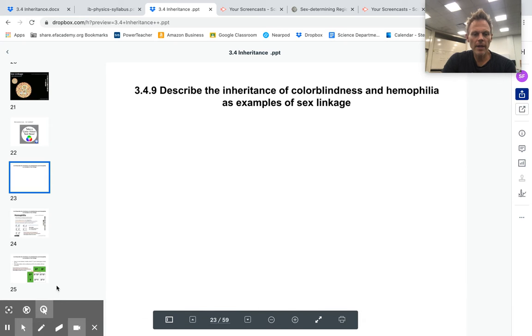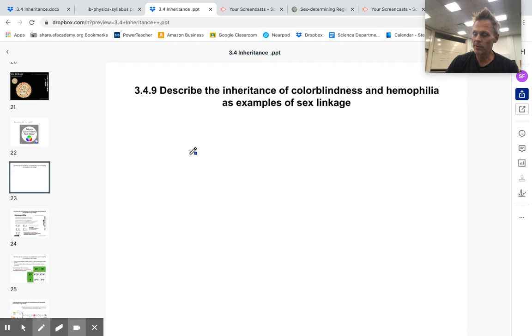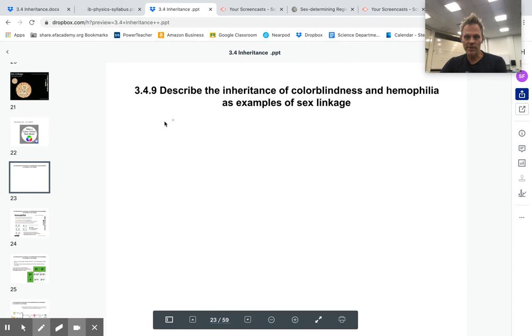Okay, 349. So we're going to talk about the inheritance of those two diseases we just talked about, color blindness and hemophilia, as examples of sex linked. So let's just review real quick what we talked about. The X chromosome is bigger than the Y chromosome, right?